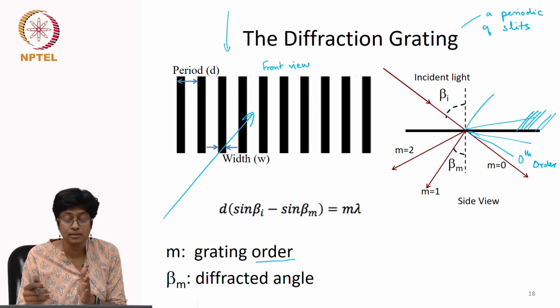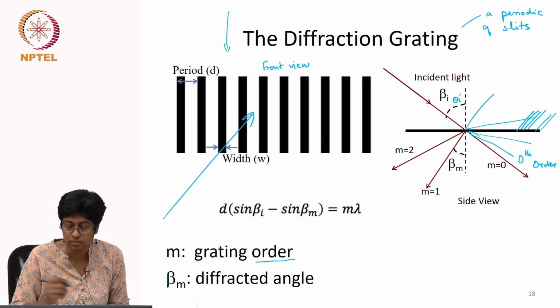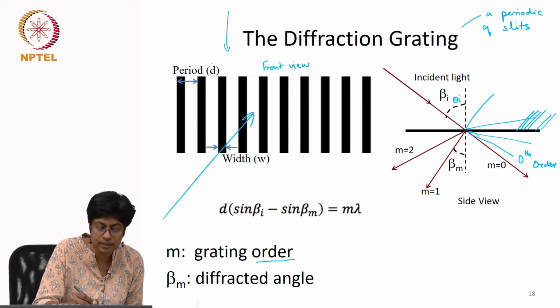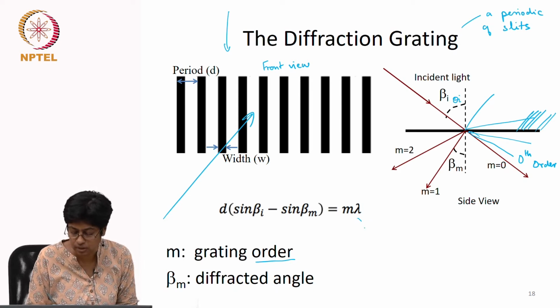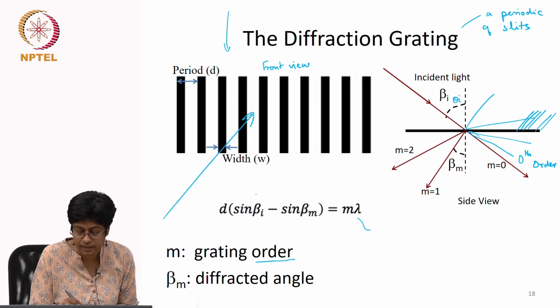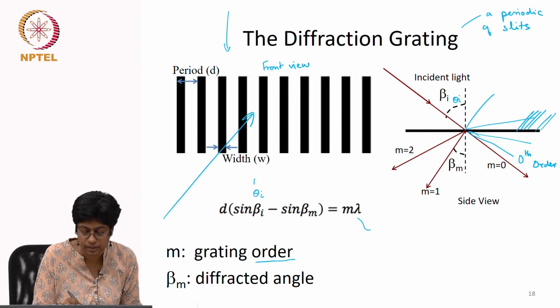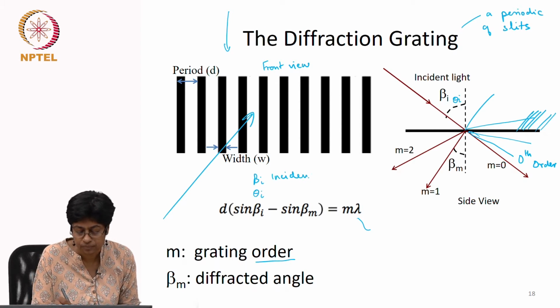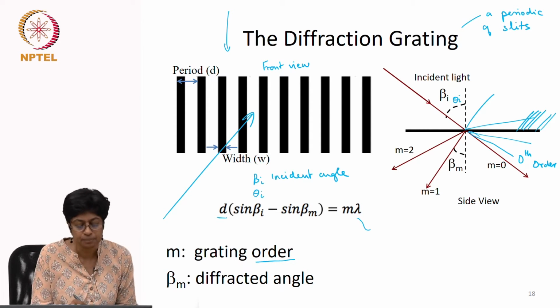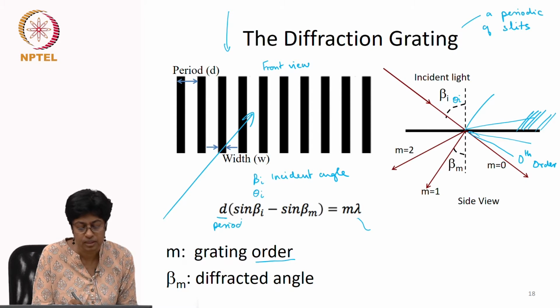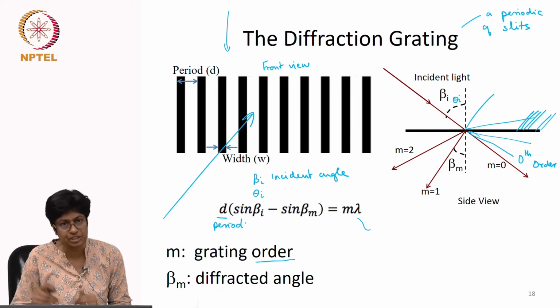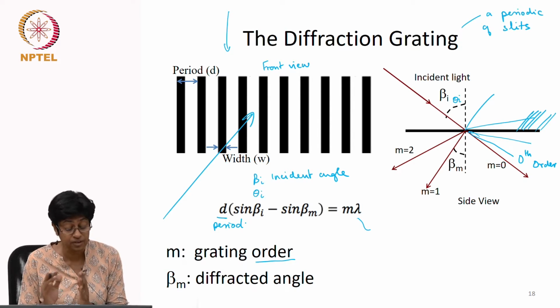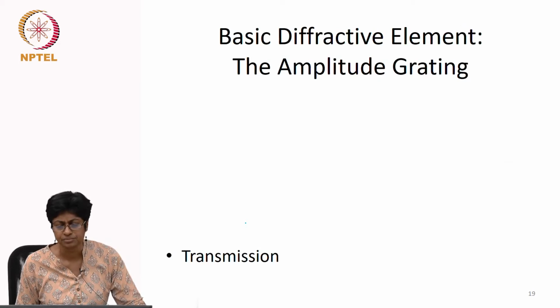The period D controls it, the wavelength lambda, and the incident angle, theta I or beta I, whatever you want. The incident angle, the wavelength and the period control the different directions the orders will take. So they take very specific directions.